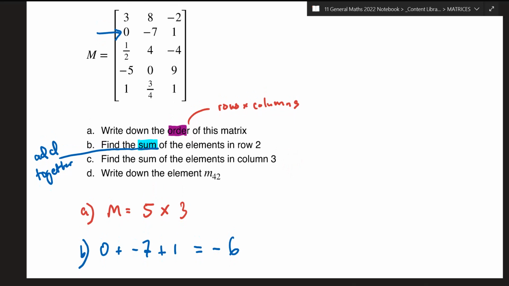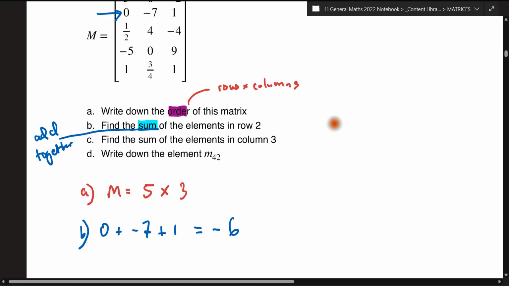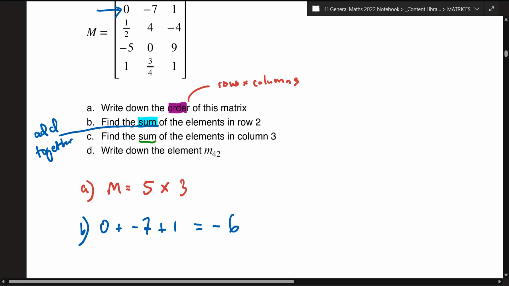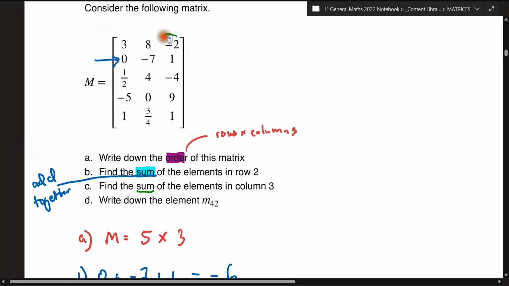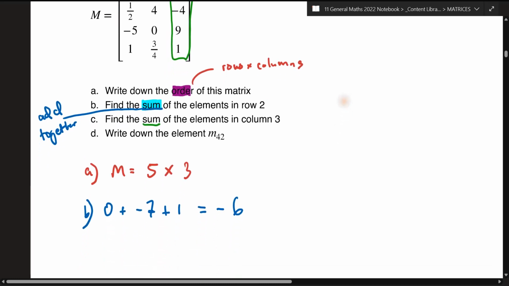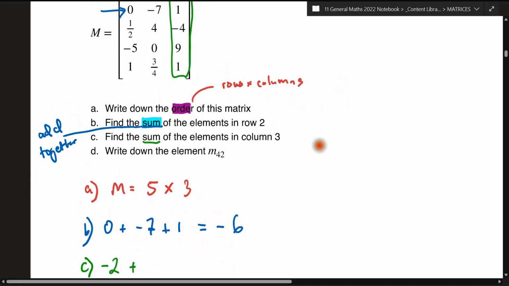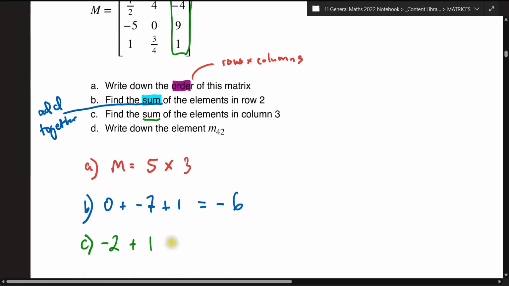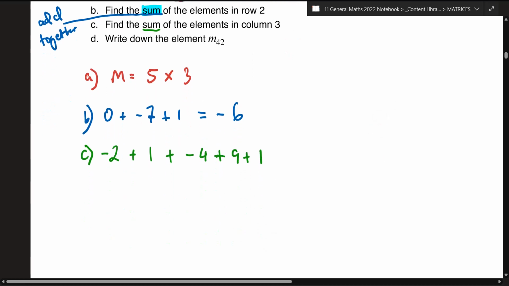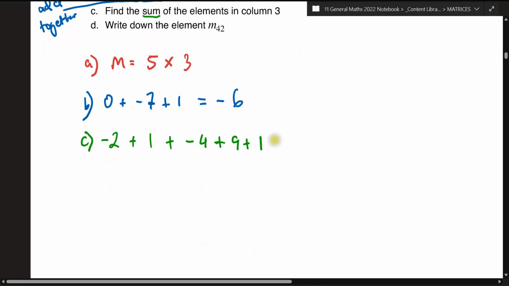Question C. Find the sum of the elements in column 3. So now we're looking at the same thing, again, adding it together, but we're looking at column 3 this time. So that means we're looking at all of these numbers. So for C, you're going to add -2 plus 1 plus -4 plus 9 plus 1. Putting all that together, that'll be -1, -5 plus 9 is 4 plus 1 is 5.